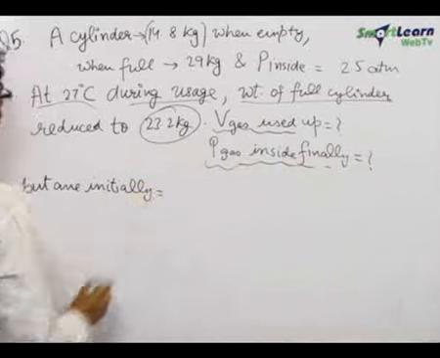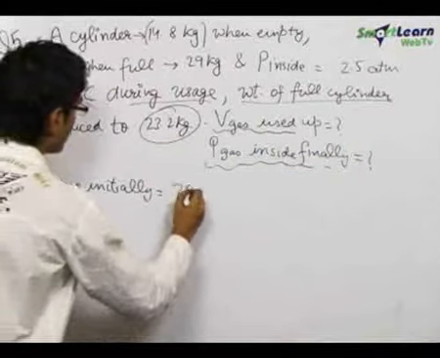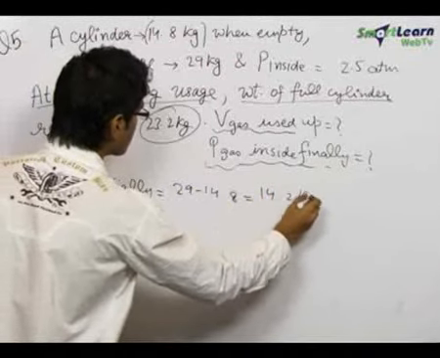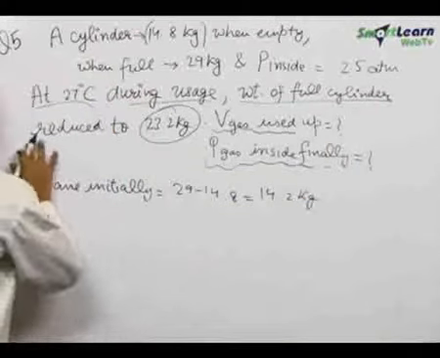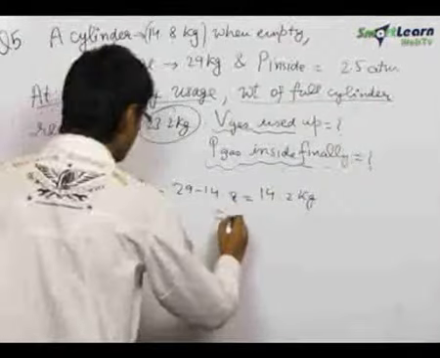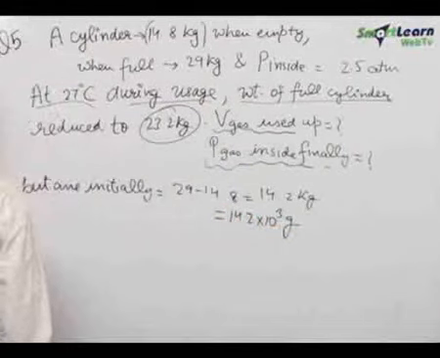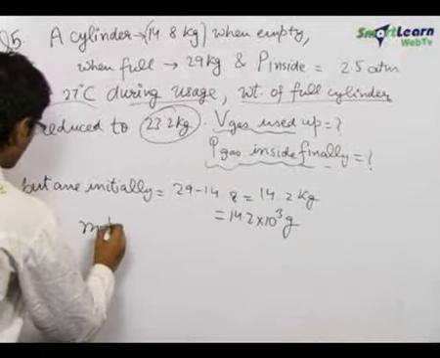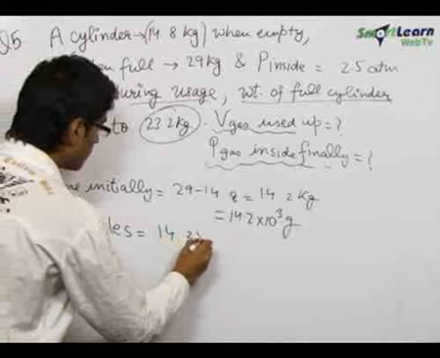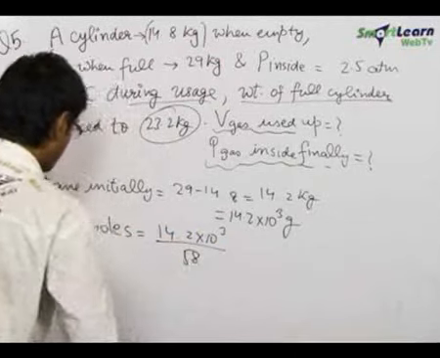Butane initially is equal to the total weight of the cylinder minus the weight of the cylinder when empty. It is equal to 29 minus 14.8, which is equal to 14.2 kilograms. This is the weight of butane which is present inside the cylinder in the initial conditions. So the moles of butane present initially is equal to 14.2 into 10 power 3 grams upon 58 grams.